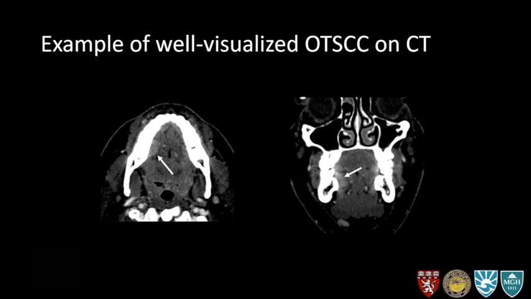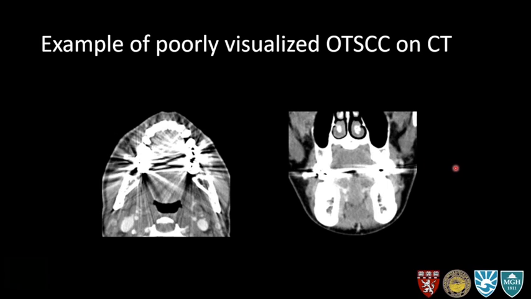Here is an example of a well-visualized oral tongue squamous cell carcinoma on CT. Here on the axial neck CT with contrast at the level of the oral tongue, we have a well-delineated enhancing lesion along the right lateral aspect of the tongue corresponding to the known squamous cell carcinoma. This is also seen on the coronal view with the asymmetric enhancement along the right aspect of the tongue. In comparison, here is a poorly visualized oral tongue squamous cell carcinoma secondary to extensive streak artifact from the dental hardware.